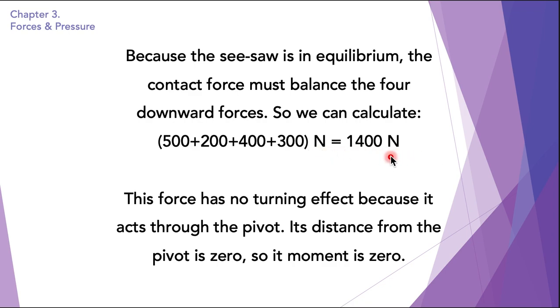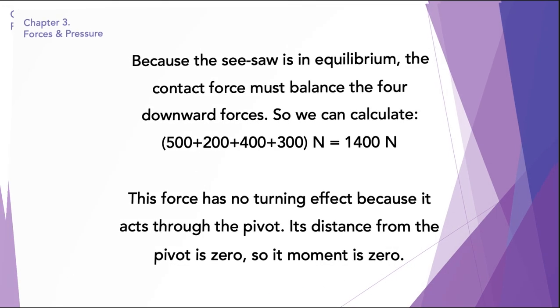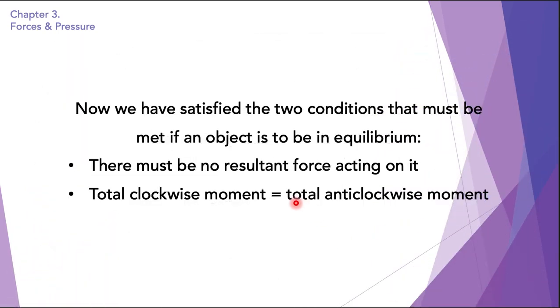And this force has no turning effect because it acts through the pivot. So its distance from the pivot is 0, so its moment is also 0. That is why it doesn't have any turning effect. Okay, now we have satisfied the 2 conditions that must be met if an object is to be in equilibrium.